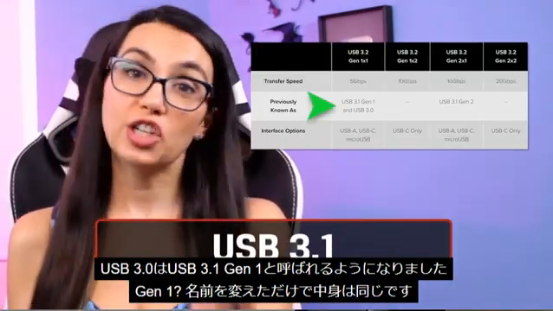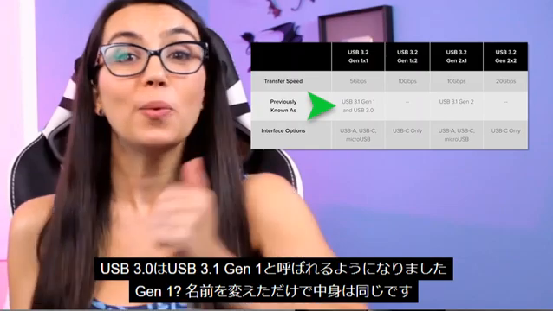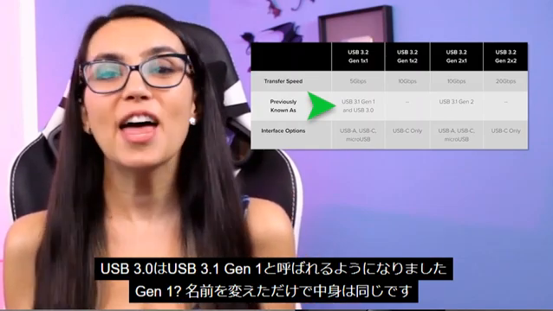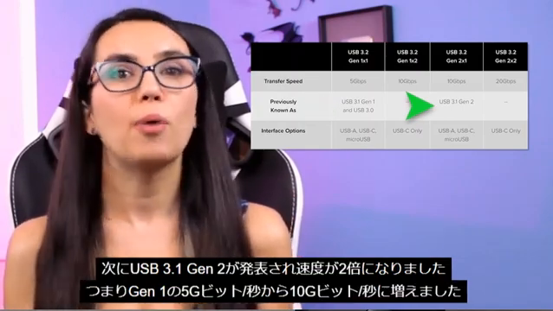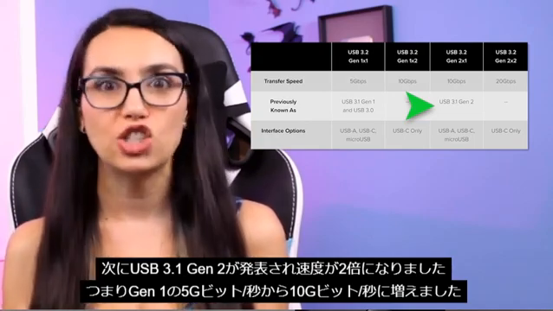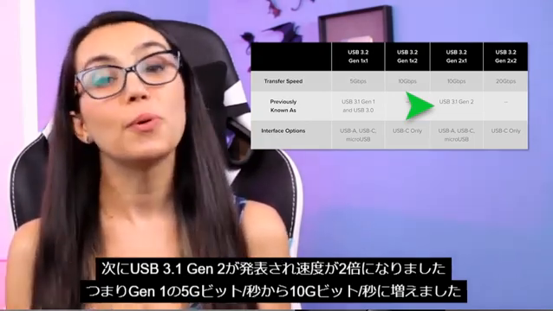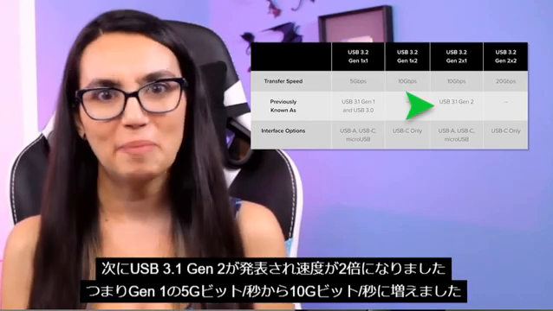USB 3.0 eventually became known as USB 3.1 Gen 1. Yep, they're the same thing. Then USB 3.1 Gen 2 came out, bringing speeds double what we had in Gen 1, 10 gigabits per second as opposed to 5 gigabits per second, respectively.